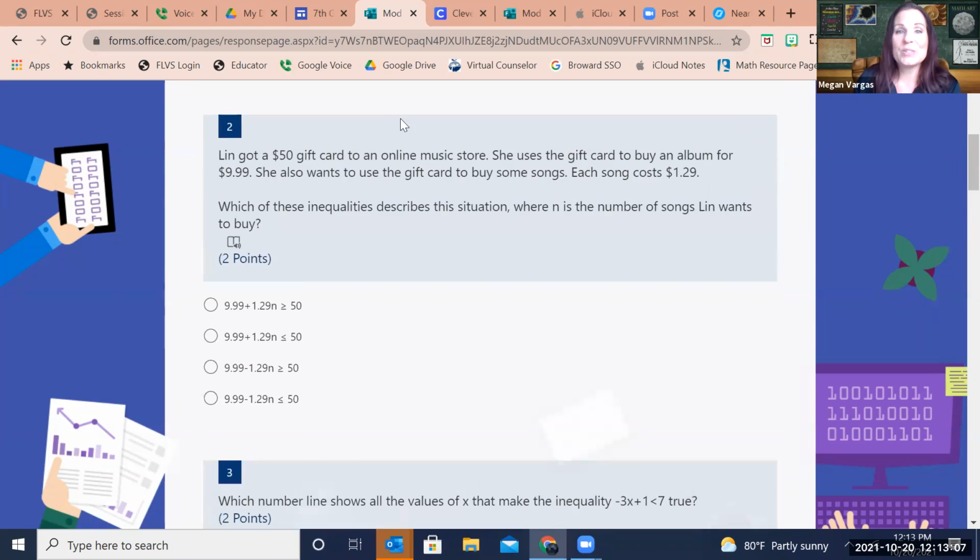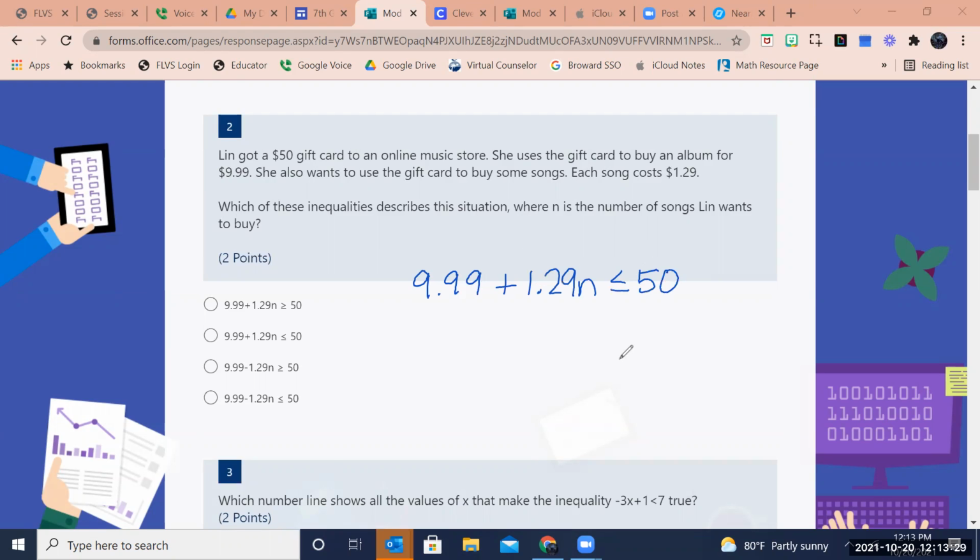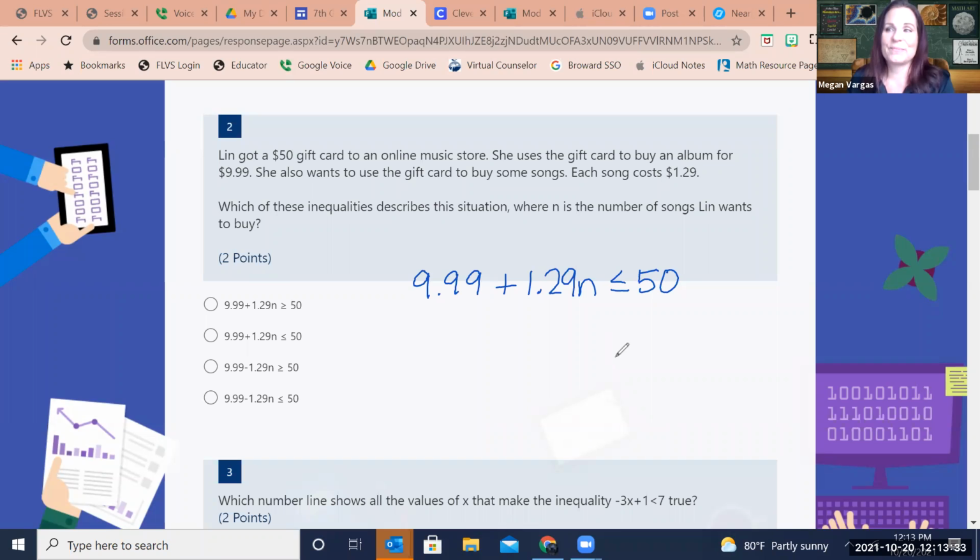Oh, okay, so this one, what we got was $9.99. That's how much she spent on the album, plus $1.29 times the number of songs she's going to buy. And that's got to be less than or equal to the amount of money that she has to spend. Okay, so that's the answer on screen? Yes. Yeah, that would be it.